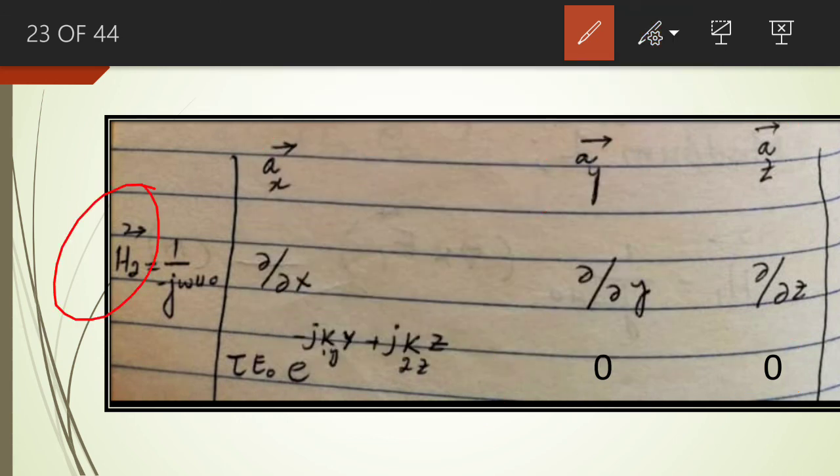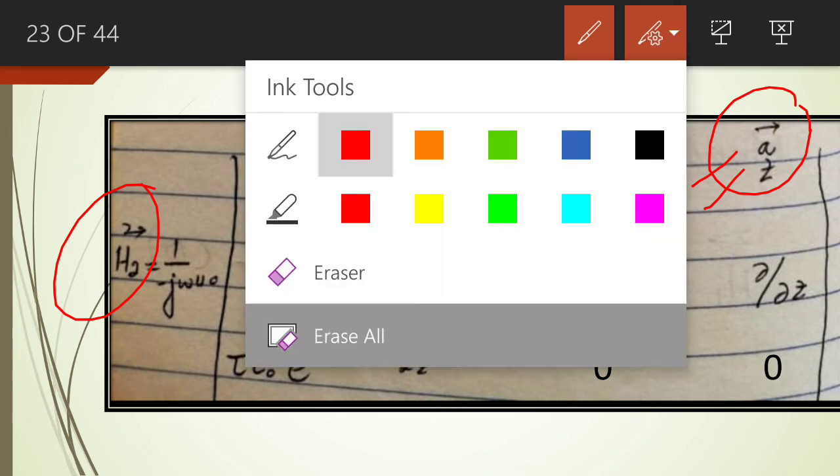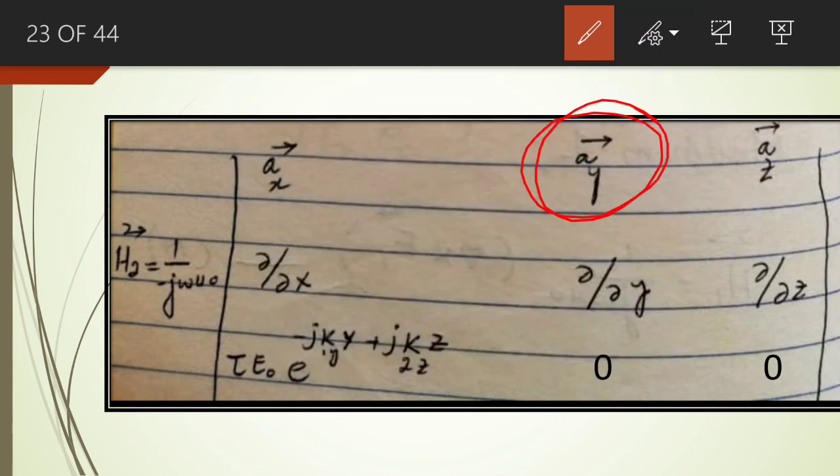So we will obtain two components of this vector. One component will be in the direction of the unit vector AY, and another component will be in the direction of the unit vector AZ. We know that AY is tangential to the interface while AZ is normal to the interface. We are interested in the tangential component only. We are not interested in the normal component.